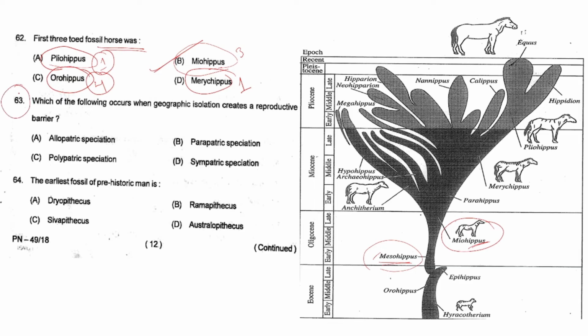Next question, question number 63. Which of the following occurs when geographic isolation creates a reproductive barrier? Very simple question. The answer for this will be allopatric speciation.